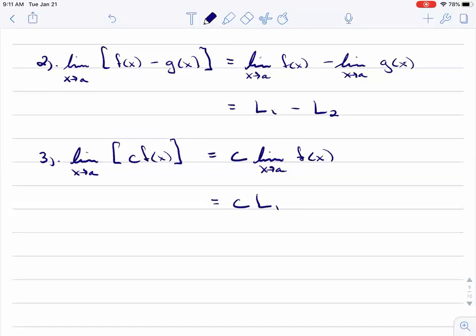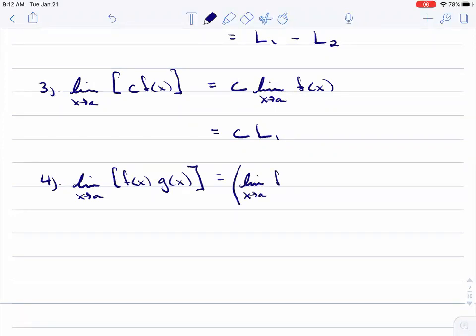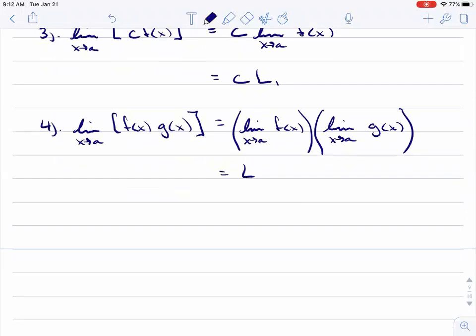Same idea, multiplication. You probably got the structure down, but there we go. The fourth law says that the limit as x approaches a of f of x times g of x is exactly what you think it is. It's going to be the limit as x approaches a of f of x times the limit as x approaches a of g of x, both of which we can replace and say that's the same as L1 times L2.